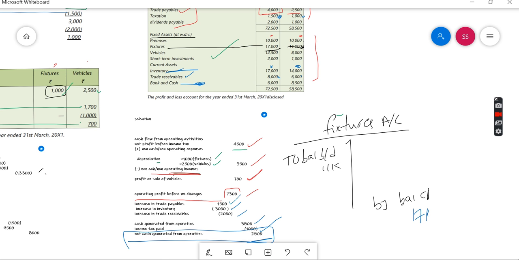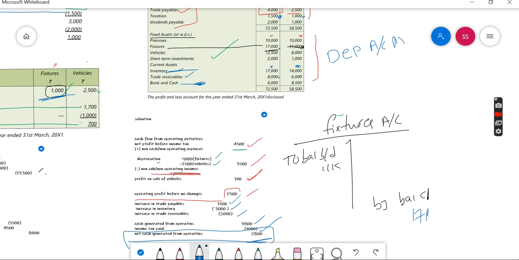Next, they charged a depreciation. How much? 1,000, which is given here. On fixtures, they charged 1,000 rupees depreciation. What is the general entry when you charge the depreciation? Depreciation account debit to fixtures account, right? So in fixtures account, it is by depreciation. How much did they charge? 1,000 rupees, which is given here, right?